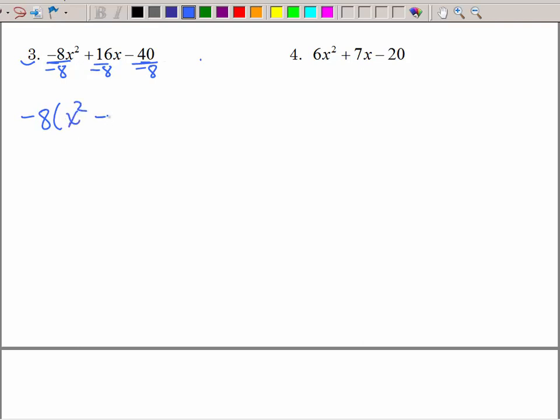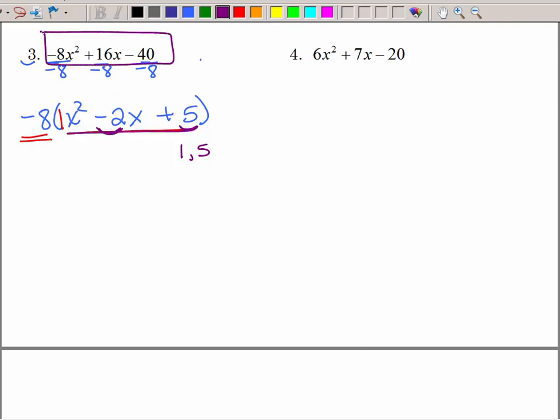That leaves me positive x squared minus 2x plus 5. And that then makes this trinomial with a leading coefficient of positive 1 much easier to factor. That's not prime because I have factored out a negative 8. Now I'm going to try to find what two numbers multiply to get positive 5 but add or subtract to get negative 2. Well, the only thing that multiplies to get 5 is 1 times 5. Whether you add 1 and 5 or subtract 1 and 5, you cannot get negative 2. So this trinomial is prime. This one is not prime because I did factor it with that negative 8. So this would be the correct answer.